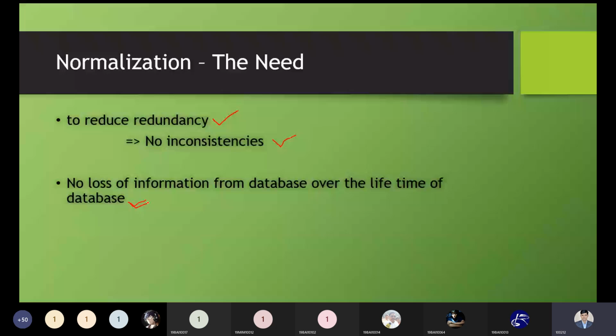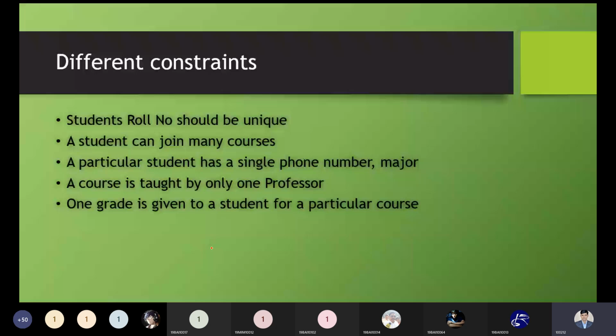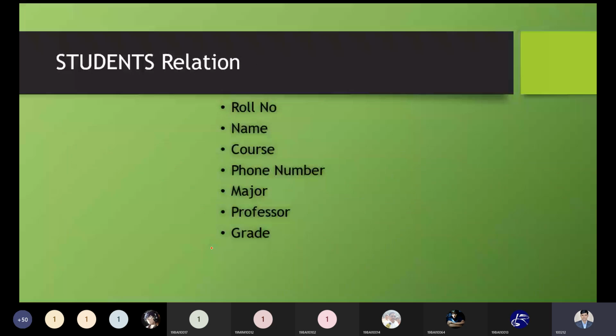So here I'm taking a real example of the student relation. What are the various attributes of the student relation? You can see here the roll number, name, course, phone number, major. Major means the subjects taken by the student. And professor means the faculty who is associated with the student. And the grade: what grade the student has if he faces the examination. So after the examination, what is the result he or she has. Keep in mind this class, the student relation, and we will see this relation in entire detail.